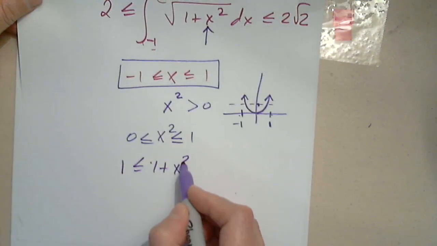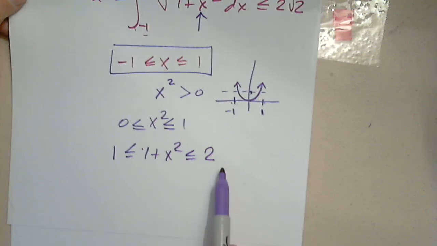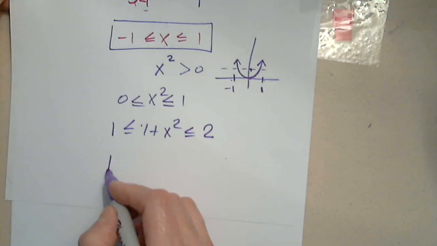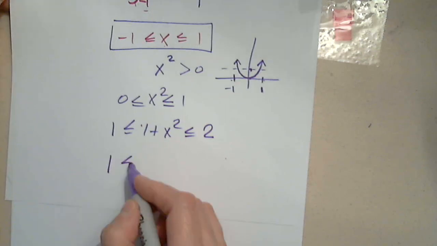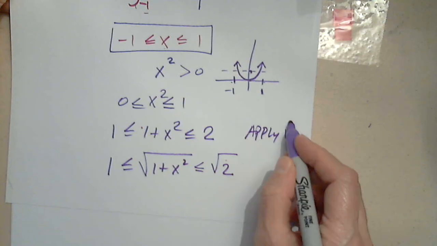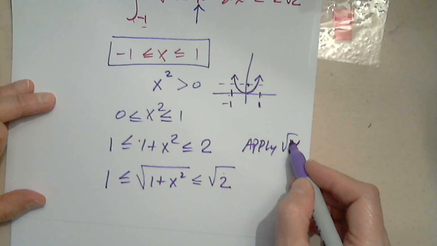Now, all these are positive numbers. We never apply the square root in an inequality, but since they're all positive, we are allowed to. So the square root of 1 is 1, the square root of 1 plus x squared is just that, less than or equal to the square root of 2. I didn't mean that, I meant this. So apply the square root to all three sides. The square root of 1 is 1, the square root of this is itself, and the square root of 2 is the square root of 2.